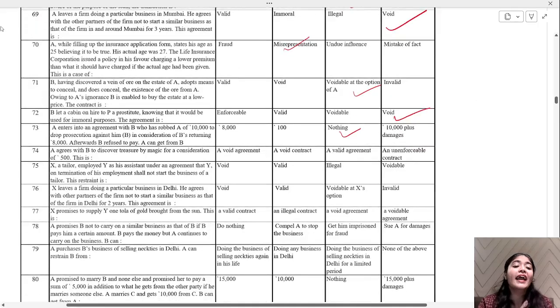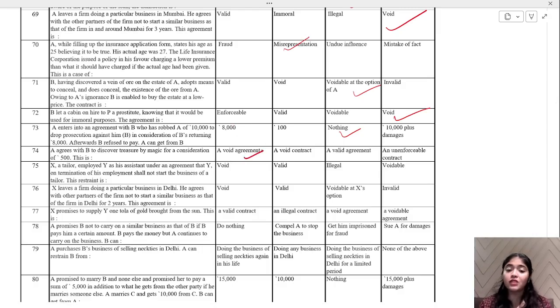Okay. A agrees with B to discover treasure by magic for a consideration of 500. Is this a void agreement, a void contract, a valid agreement, or an unenforceable contract? Here he is going to discover treasure by magic, so that is not a contract even. That is a void agreement.